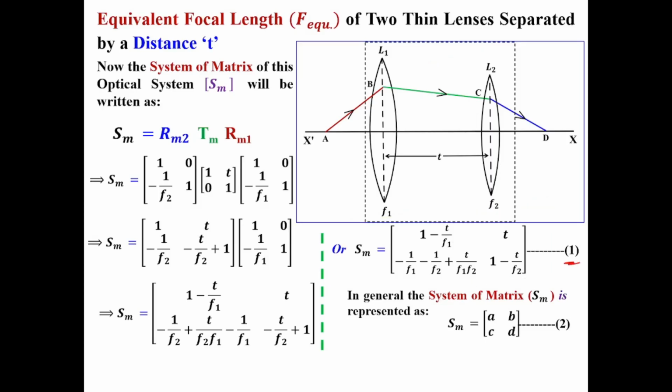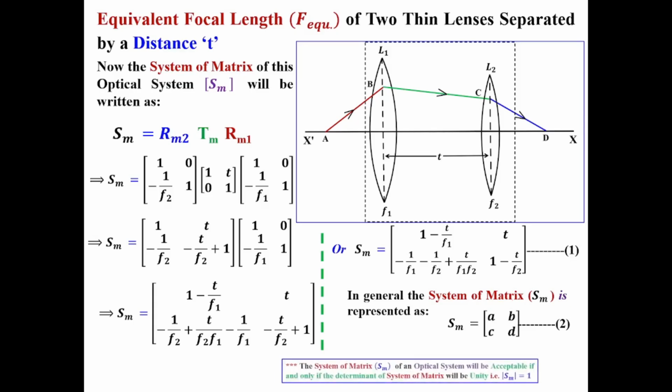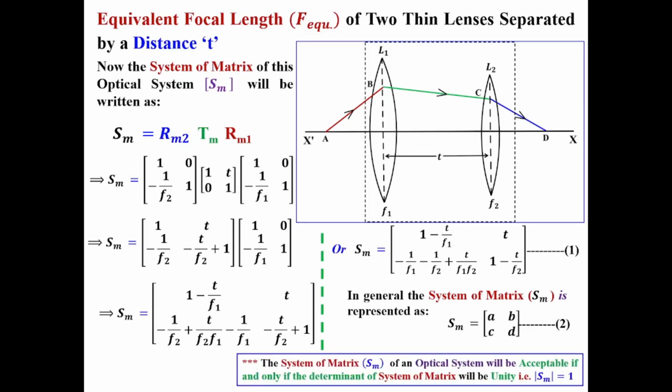In general, the system matrix is what? ABCD. That is the system matrix of any optical system in general. Let this be equation number 2. Now, before we go to our next slide, recall that for any optical system, its corresponding system matrix will be accepted only if its determinant is 1. To verify this, take the determinant of this matrix, do it by yourself in your rough work. You will find the determinant is 1. That means this system matrix is true for this optical system.